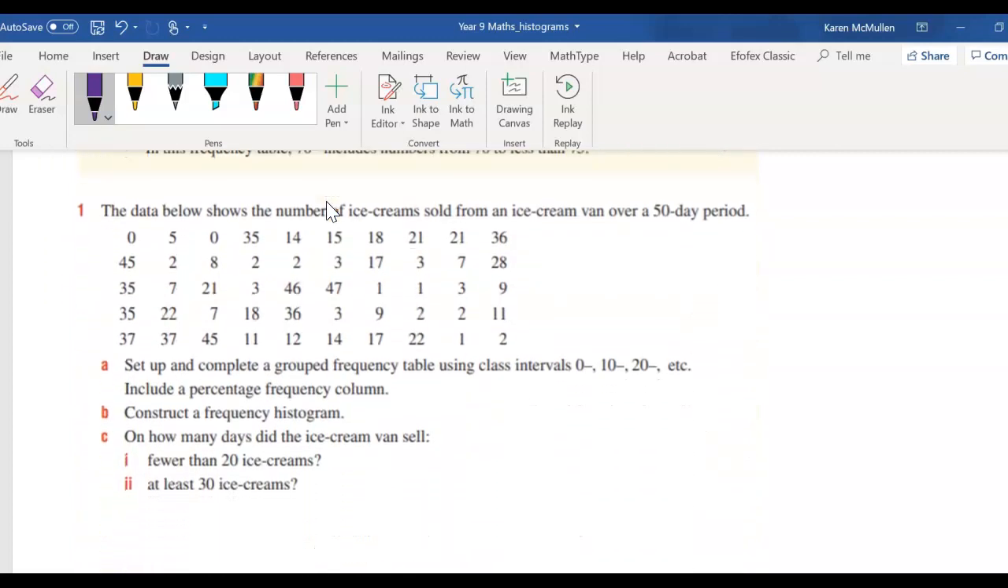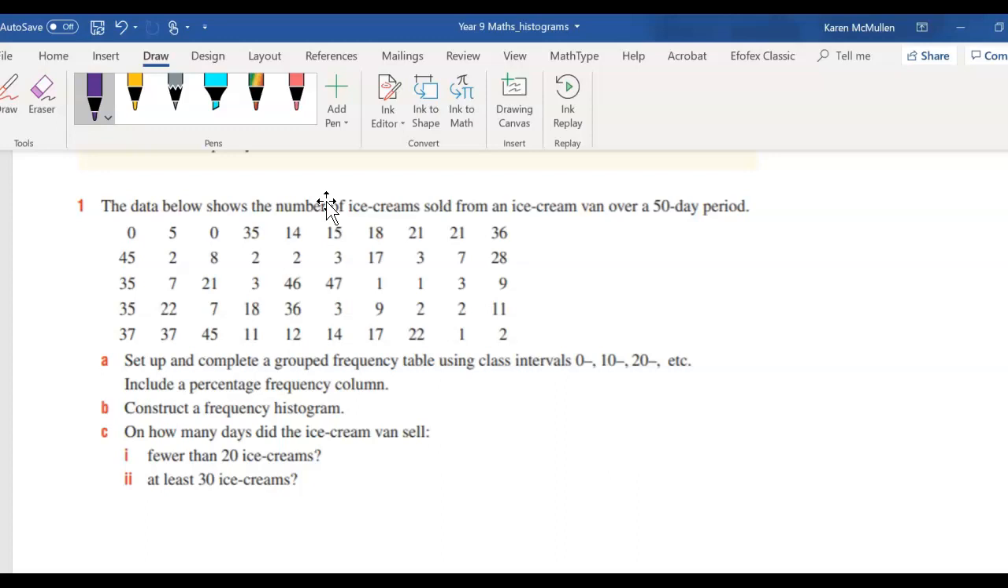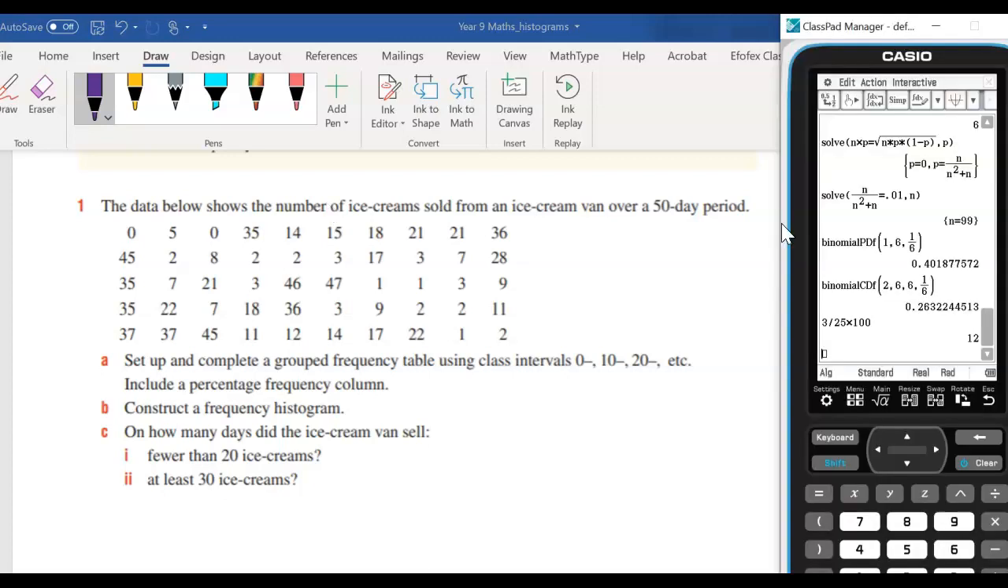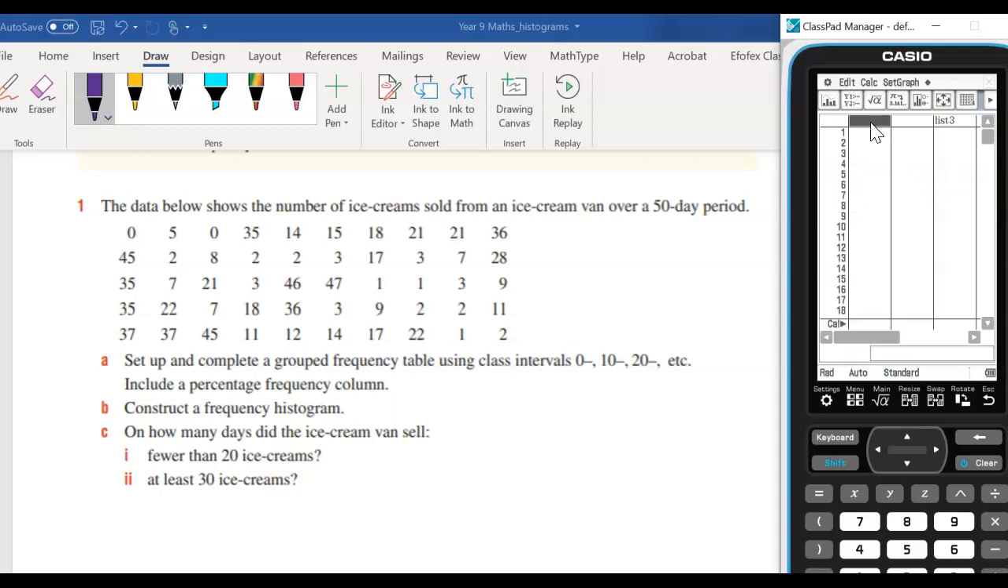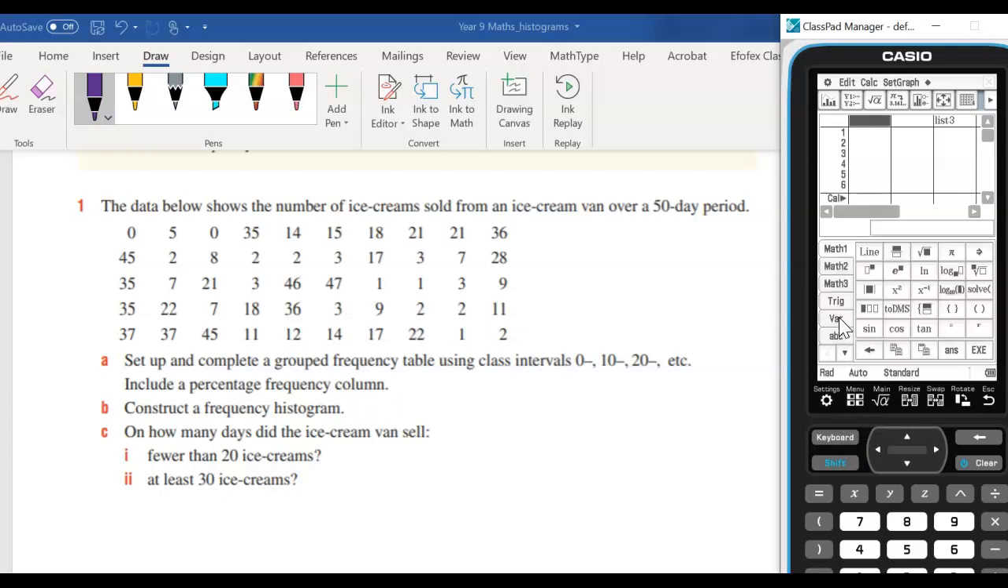All right, so for question 1, I'm going to show you how to do it on your calculator, because we've got actually a lot of information there. So I'm going to get the calculator out, and this is the first time you've probably done statistics on your calculator. So just menu, going to statistics. And you've probably got list 1 written here, and I've actually deleted it because I've done something else there before. So I'm just going to put list 1 back in.